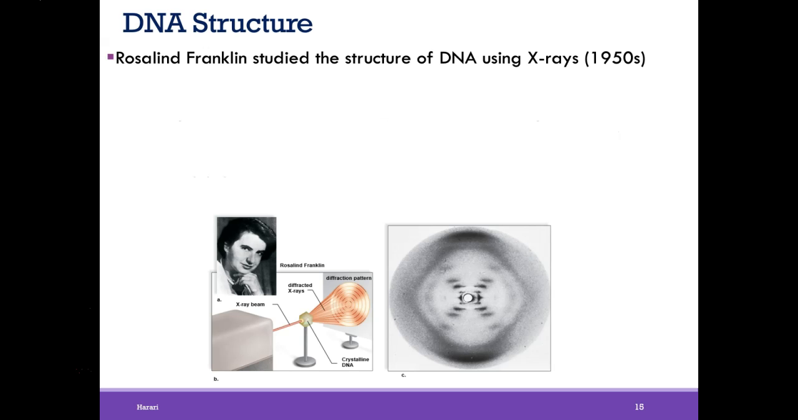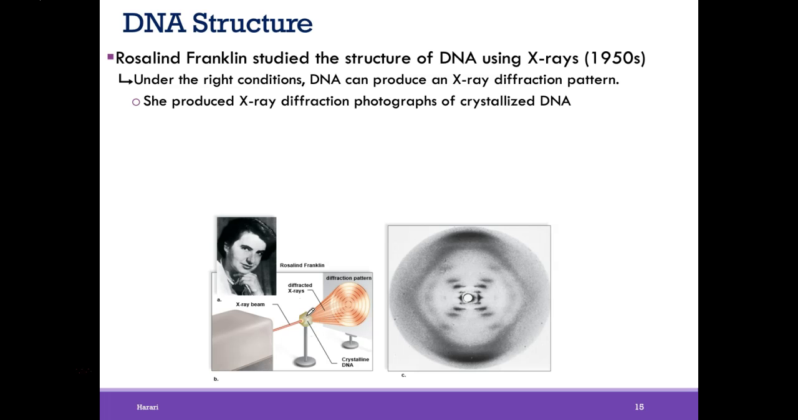Now let's talk a little bit about DNA structure. A lot of what we know about DNA structure is thanks to Rosalind Franklin, a female who studied the structure of DNA using X-rays in the 50s. And being a female and being a Jew, she actually had the odds stacked against her, but she made very, very notable contributions to biology. Under the right conditions, DNA can produce what's called an X-ray diffraction pattern. If you crystallize DNA under certain conditions, you can use an X-ray beam, and the X-ray will hit the atoms of DNA in such a way and produce a pattern.